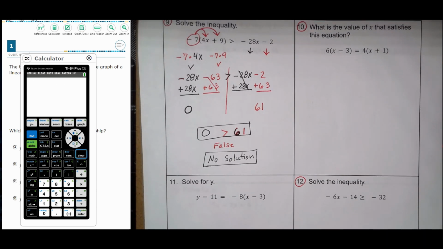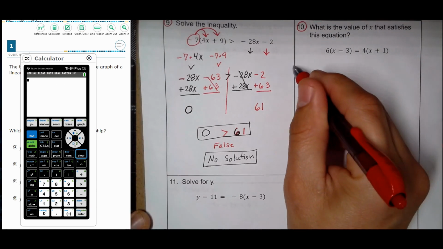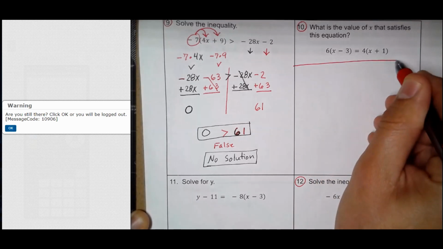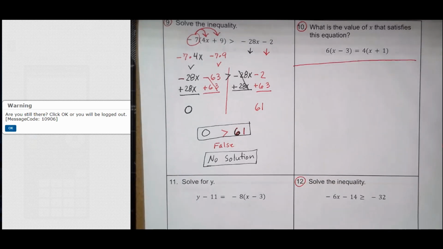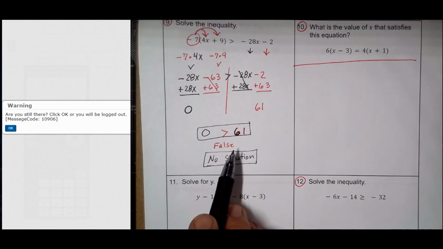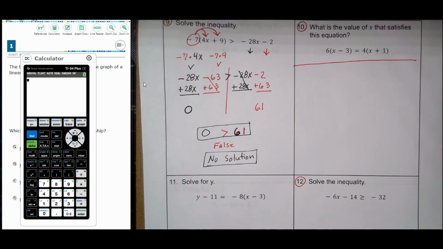Now because we ran into this, I want to talk to you just briefly, and I'm not going to do problem number 10 because I think it looks very easy compared to something that we've already done. But since we have a situation of no solution, I figured this is a perfect time to talk about no solution, infinite solutions, and one solution situations.